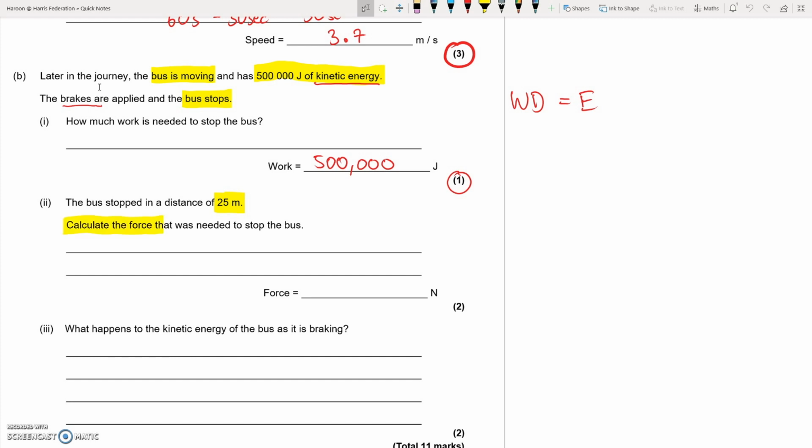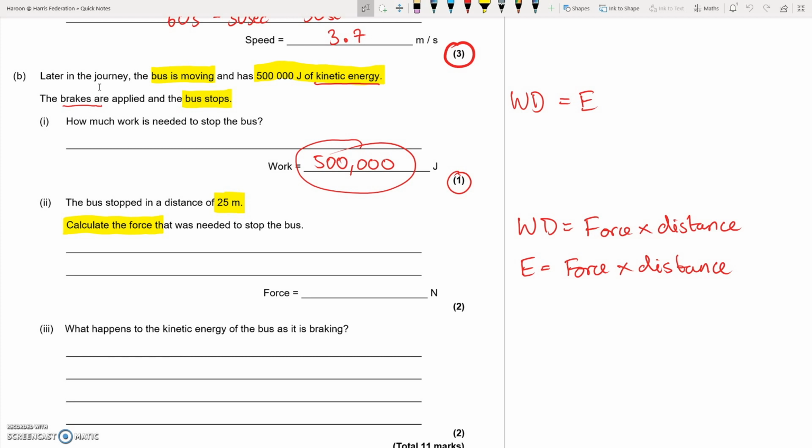Calculate the force that was needed to stop the bus. So the first thing that I will do is write down the formula which relates work done, force and distance: work done equals force times distance, aka energy is equal to force times distance. I know my energy because I've calculated it here. It's 500,000. So this is how I always construct my answers: first step, always write down the formula. Work done equals force times distance.